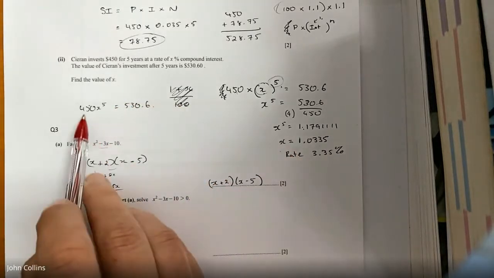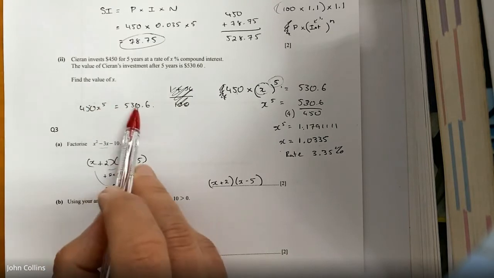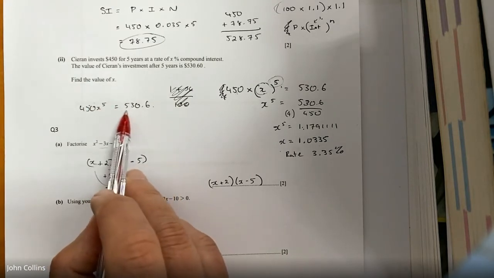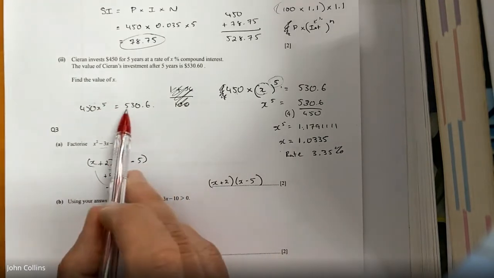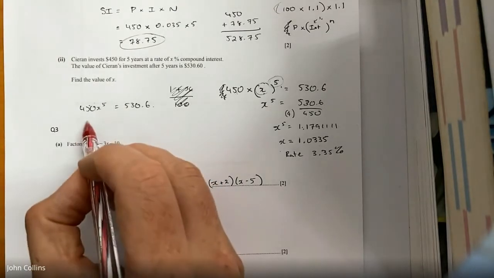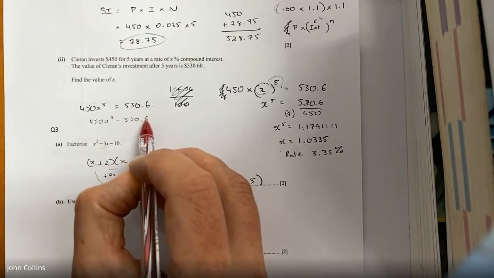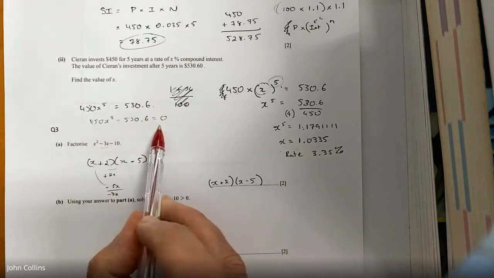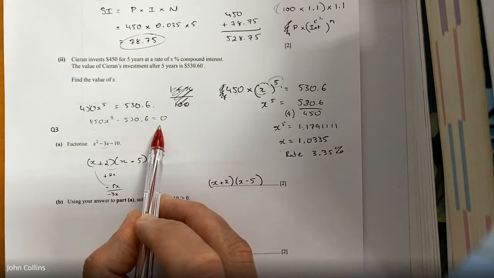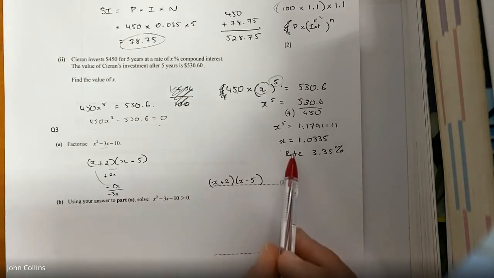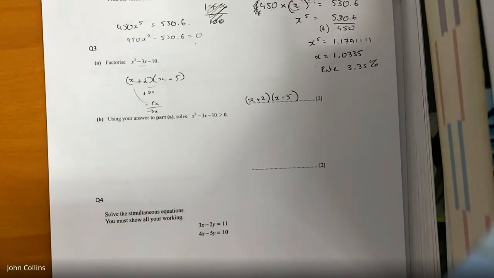530.6. If you graph this, see the numbers are quite large, it'll take you a while to get the point. If you graph these two things, or if you graph 450 x to the 5 minus 530.6 equal to 0, you'd find the zeros and that'll be your answer. I think it's easier this way. Sometimes the graphing method is not our friend. It could help you if you have time to go back and double check your answer, maybe.